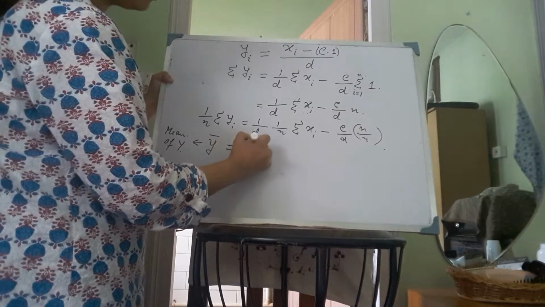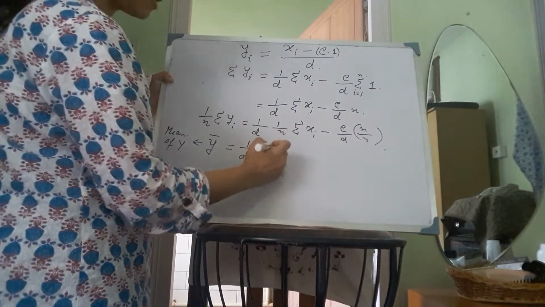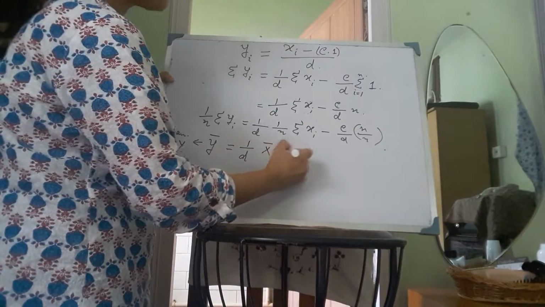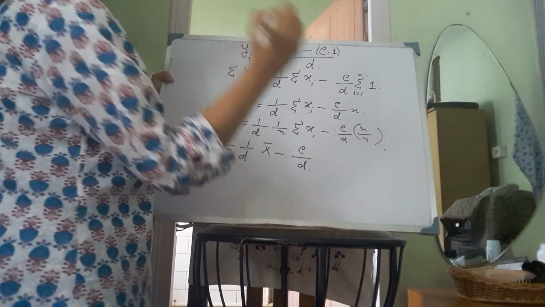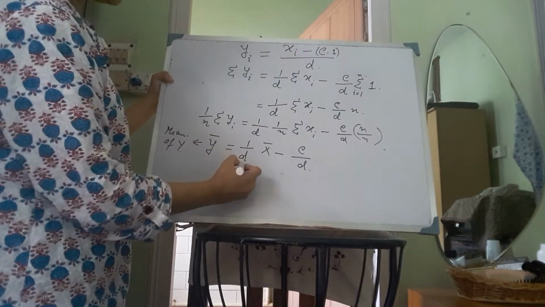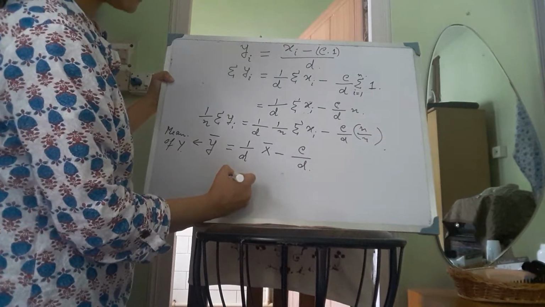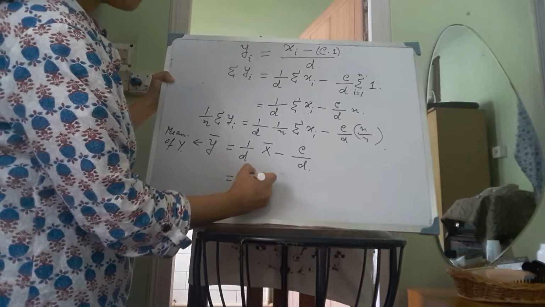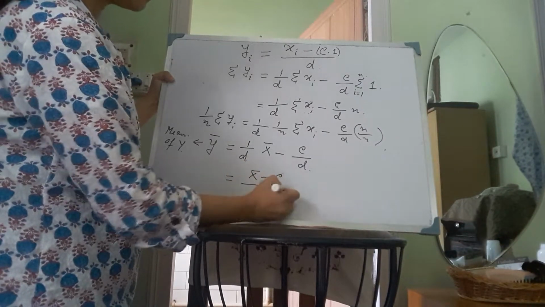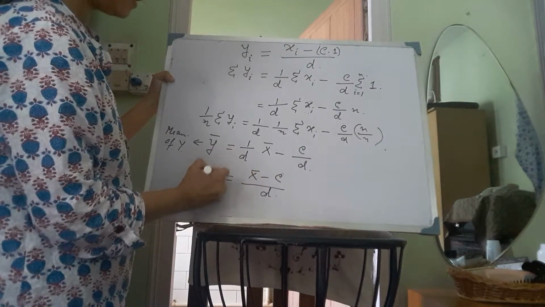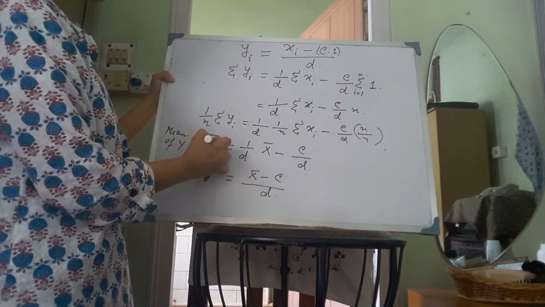So that is equal to 1 by d. Now 1 by n summation of xi is the mean of x, so we can write x bar minus c by d. So from here what can we write? We can write that y bar is equal to x bar minus c by d.